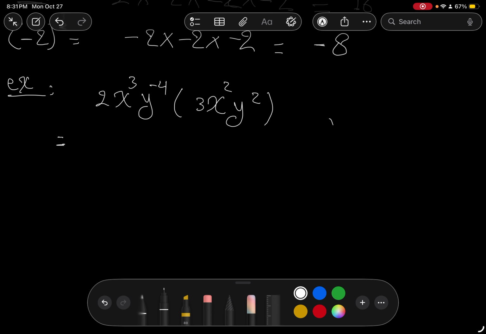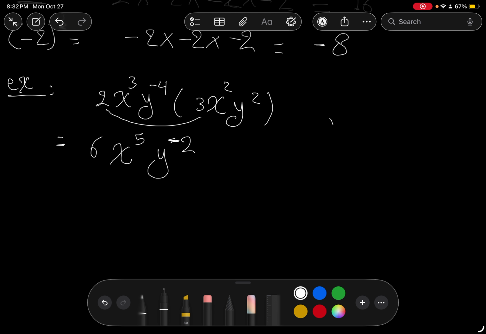Equals 2 times 3 equals 6. x to the third times x to the second. In multiplication, we should find the sum: x to the fifth. Okay? And y to the negative 4 times y to the second power equals y to the negative 2.